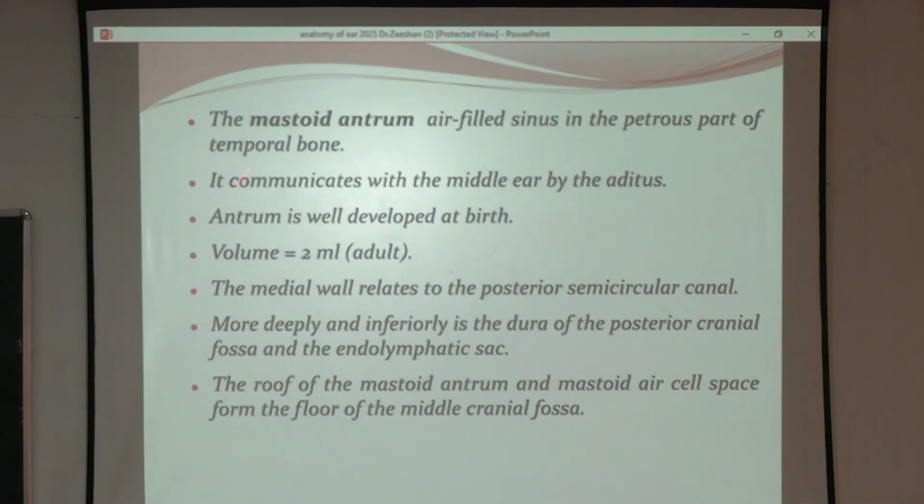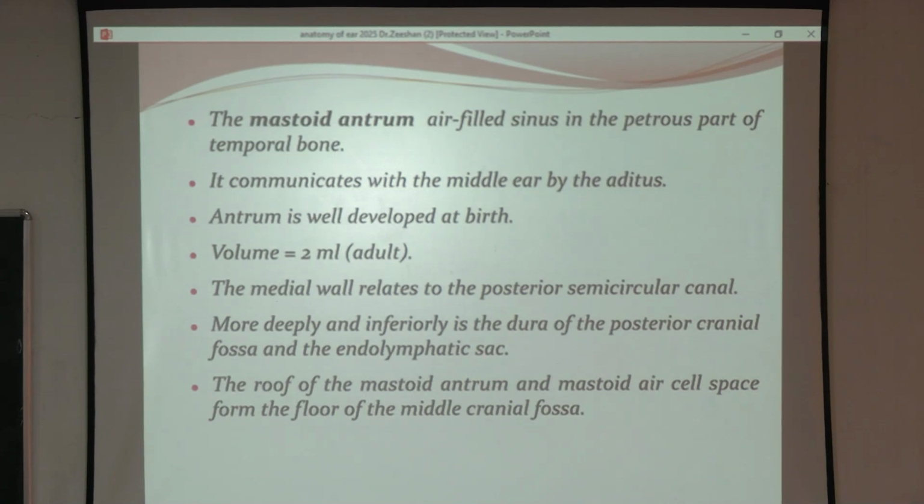This is important. The mastoid antrum is an air-filled sinus in the petrous part of the temporal bone. It communicates with the middle ear by the aditus. ठीक है? Volume is 2 milliliters in adults, and it is well developed at birth. Mastoid antrum is well developed at birth. The medial wall relates to the posterior semicircular canal. More deeply and inferiorly is the dura of the posterior cranial fossa and the endolymphatic sac.